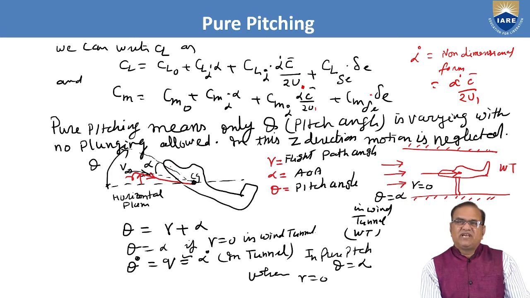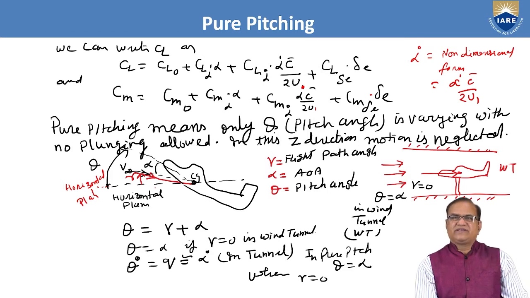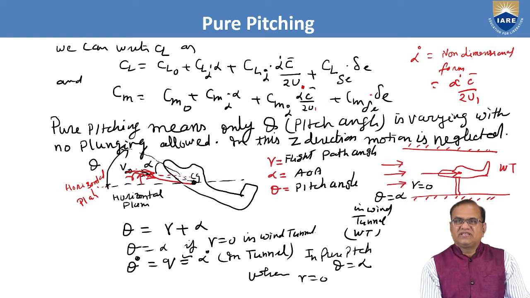In this aircraft, if you can see, this is the horizontal plane, that is the XY, and the velocity of this aircraft, this is the relative velocity V. So this is the flight path angle gamma. Gamma is the flight path angle, and from here to here, this one is the angle of attack alpha.